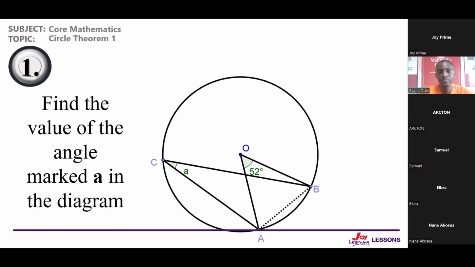Yeah, because you can see that from the chord AB, we have an angle 52 at the center. And at the same time, the same chord AB subtends an angle at C, which is marked A. So it means twice the angle at A is equal to the angle at the central part of the circle.